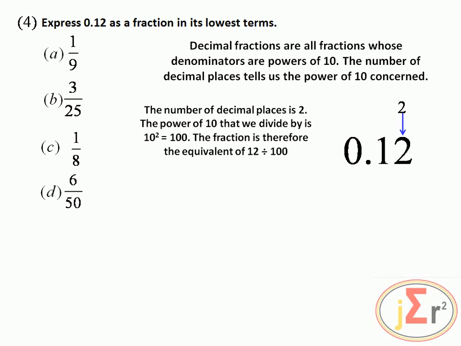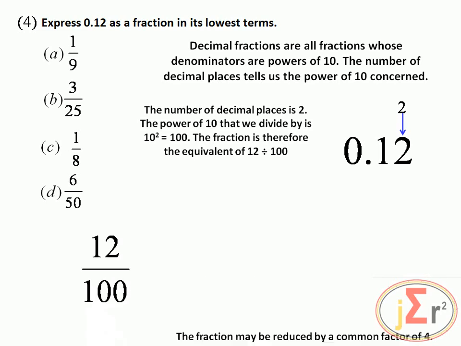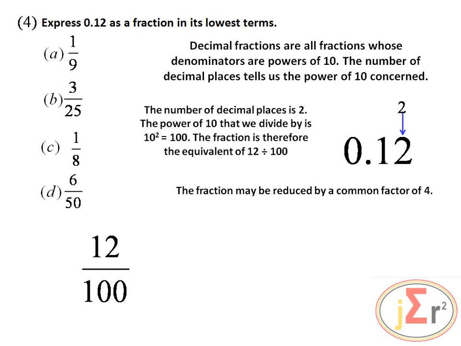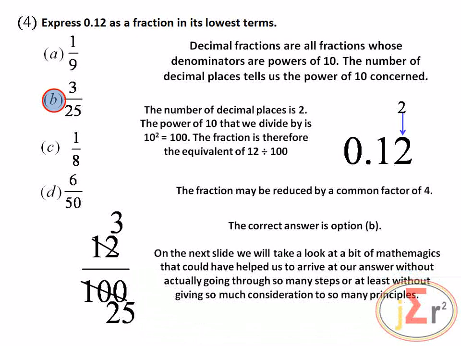The fraction is therefore the equivalent of 12 divided by 100. There we have it. The fraction may be reduced by a common factor of 4. 4 into 100, we get 25, and 4 into 12, we get 3. The correct answer is option B, 3 over 25. On the next slide, we will take a look at a bit of mathematics that could have helped us to arrive at our answer without actually going through so many steps, or at least without giving so much consideration to so many principles.